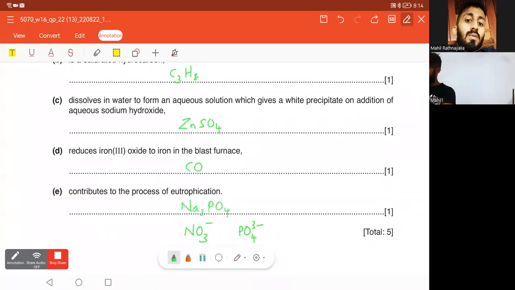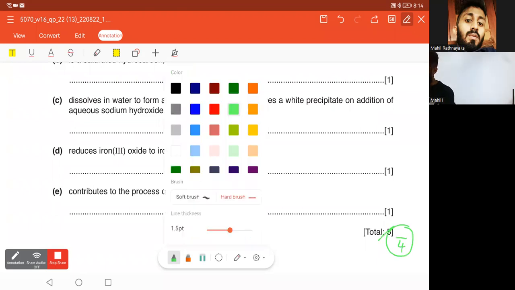Put the marks out of 4, because the saturated thing you can't do. Next one.